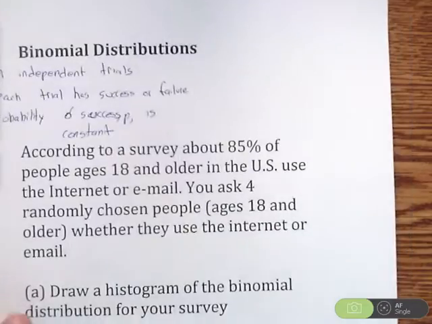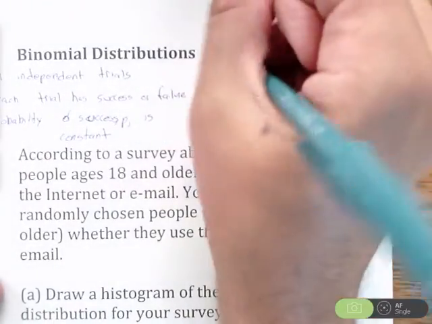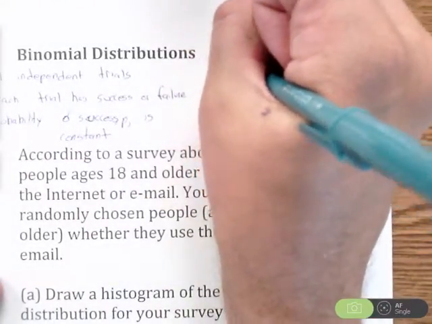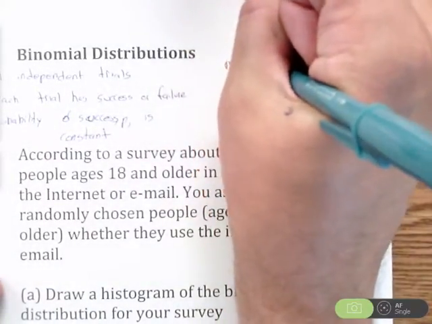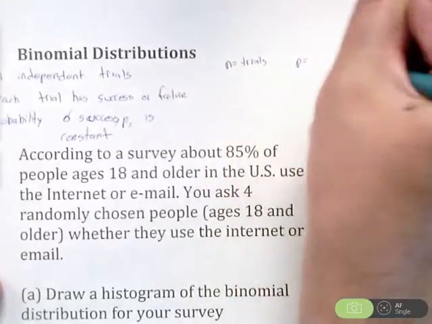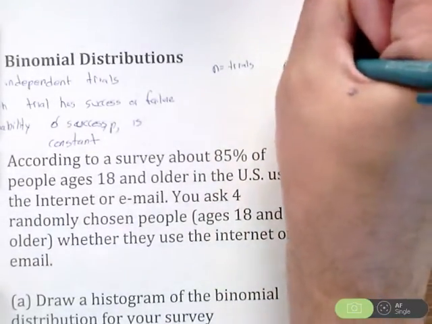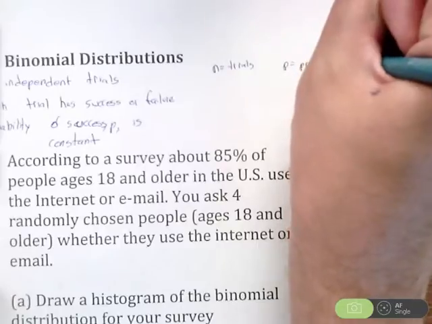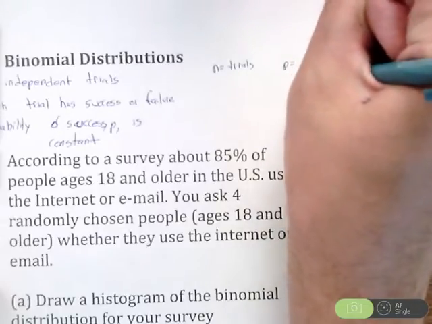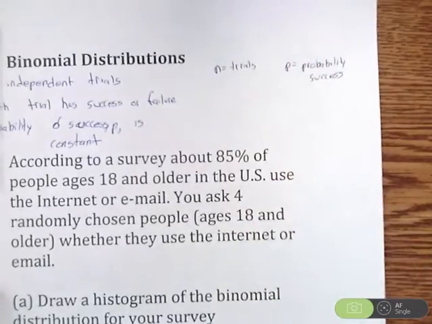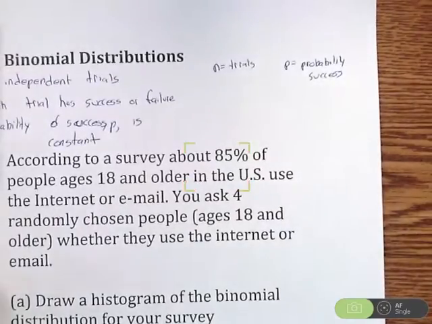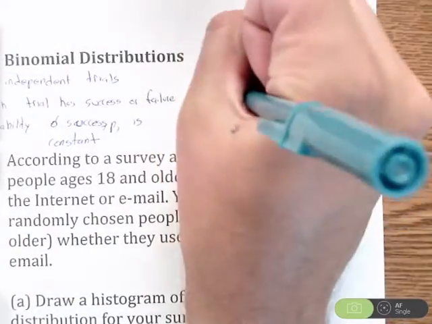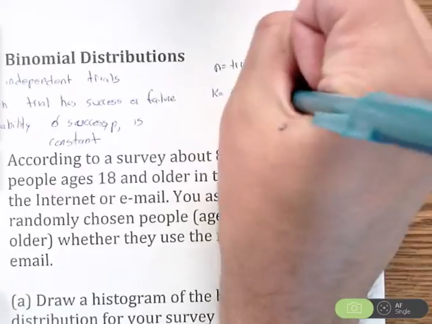So when we're doing these problems, there are three things that we care about. We care about n, which is our trials. We care about P, which is the probability of success. And then the other thing we care about is K, which is the number of successes.